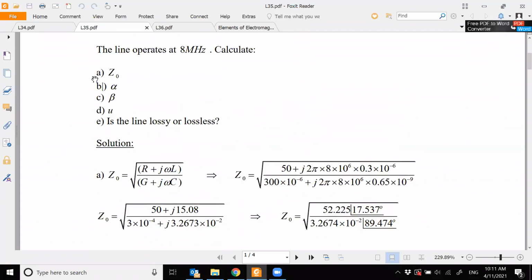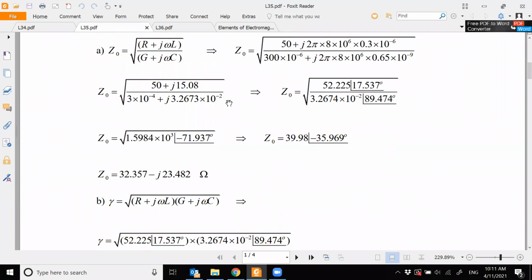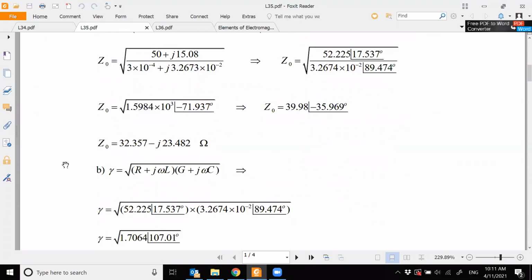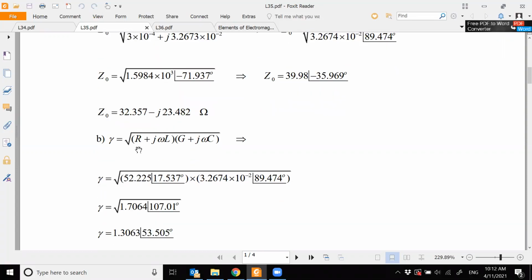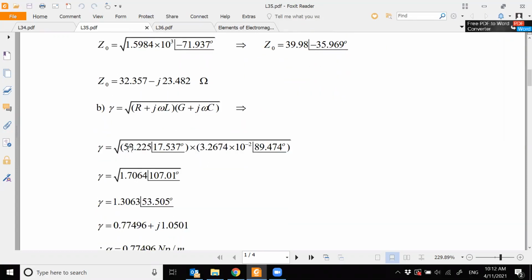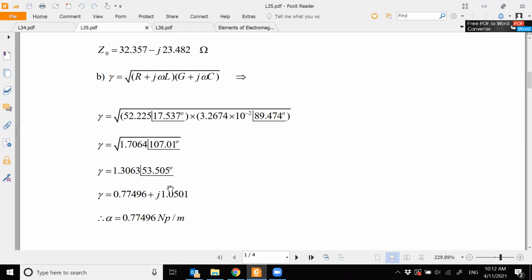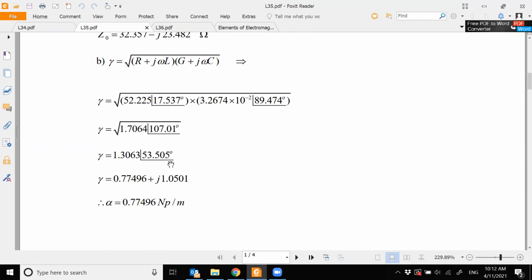Okay. Now, next is alpha and beta. How do you find alpha and beta? You can find alpha and beta by first finding the propagation constant. And I know that my propagation constant is root of (R plus j omega L) times (G plus j omega C). So again, if you substitute and do the simplifications, then I will get gamma as 1.30 angle 53.5 degrees, or in terms of the real and the imaginary part, this is my gamma.